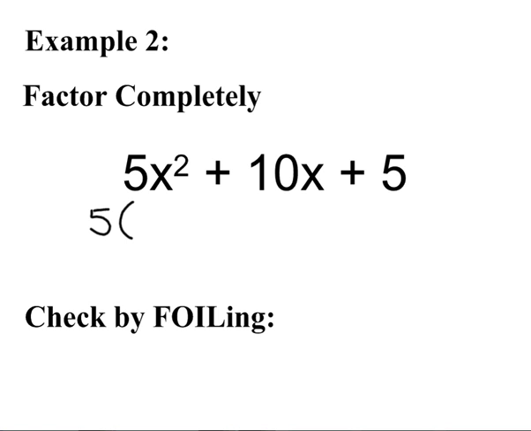Okay, 5 times what gives you 5x squared? 1x squared. Check. You always check. You know if you did these right or wrong. And 5 goes into 10 how many times? 5 into 10 is 2x. And 5 into 5 is 1. Now, that's not to say you couldn't have factored that trinomial without doing the greatest common factor first, but it's so much easier. Now, we're going to try to see if we can do this.